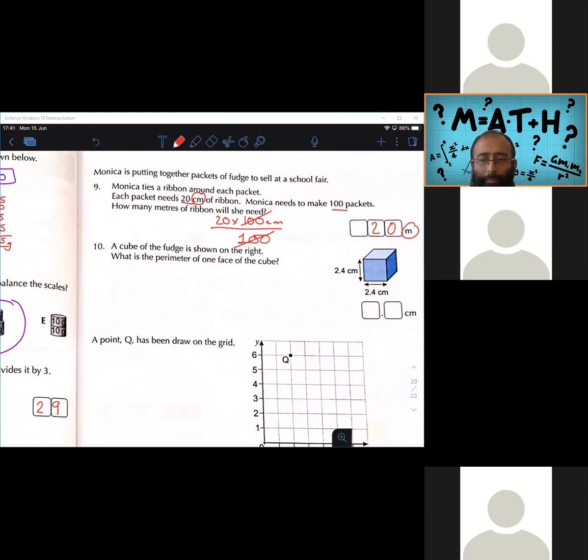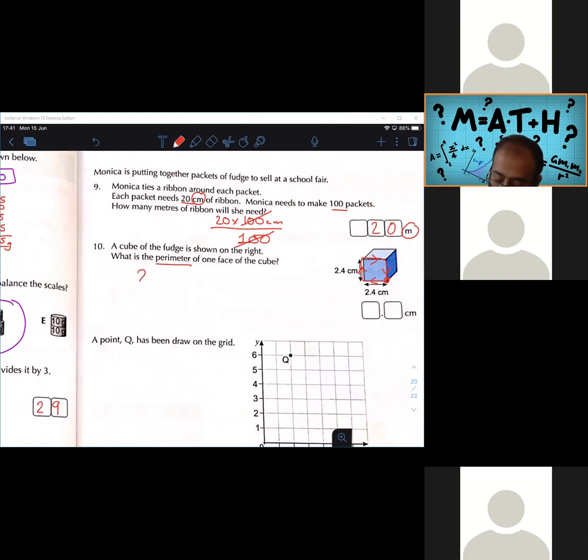Okay, question number 10. A cube of the fudge is shown on the right. What is the perimeter of one face of the cube? What is the perimeter? Okay, let's have a student come in now. Okay, Mahir. What does the word perimeter mean? It means the outside of the shape. Fantastic. It means the distance, to be more precise, it means the distance around the outside of the shape. Okay, so we're talking about how far it is around the distance.